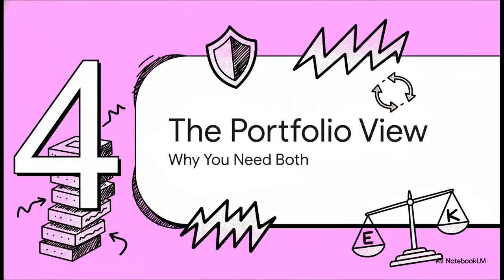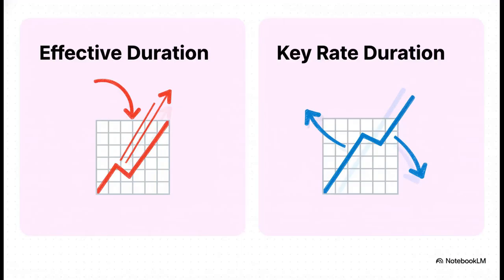So why do we need both, right? You might be thinking, well, if they just add up, why not stick with the simple all-in-one effective duration? Because in the real world, where portfolio managers have to manage actual risk, the details are everything. Here's the bottom line for any real-world manager. Effective duration is your quick summary. It's your dashboard. It tells you your overall risk if all rates move together in that nice parallel way.